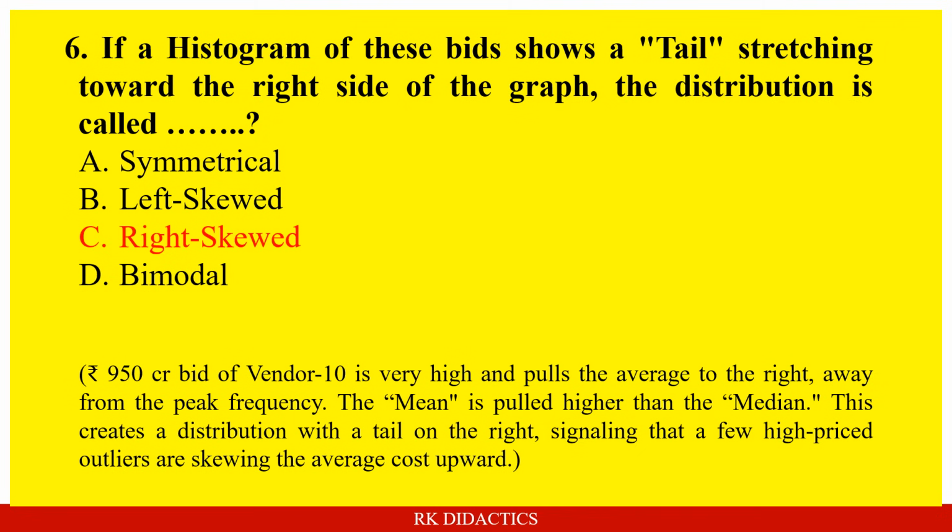So if a histogram of these bids shows a tail stretching towards the right side of the graph, the distribution is called right skewed. So in this graph, there is a rupees 950 crore bid that is from vendor 10, and उसका जो bid है, it is very high. So this amount pulls the average to the right away from the peak frequency. So the mean is pulled higher than the median. This creates a distribution with a tail on the right, signaling that a few high-priced outliers are skewing the average cost upwards.